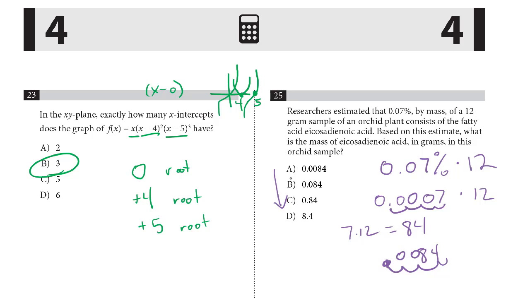The correct answer for 25 is A. And I was careful to differentiate percentage versus decimal and make sure I get the correct number of decimal places in the problem. That's the key to a question like this. 25 is A.